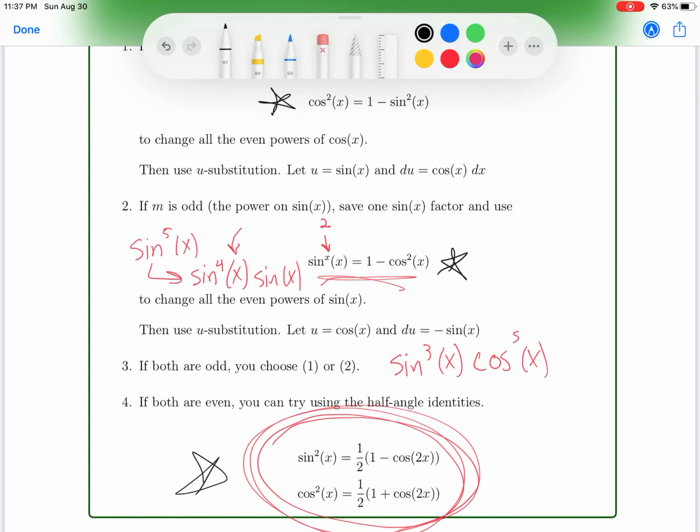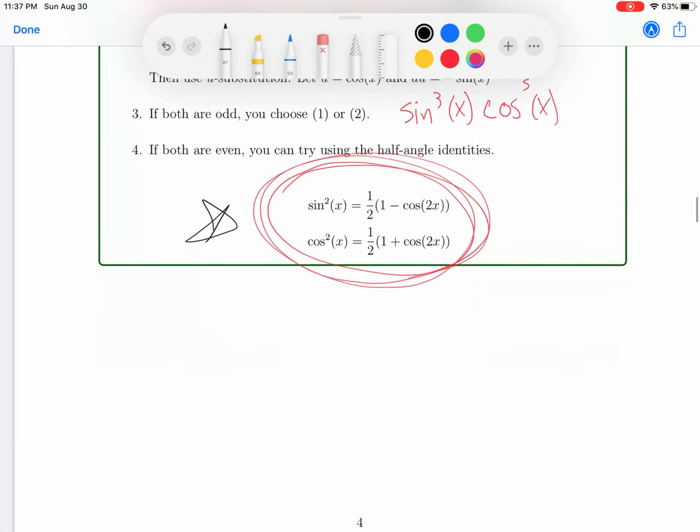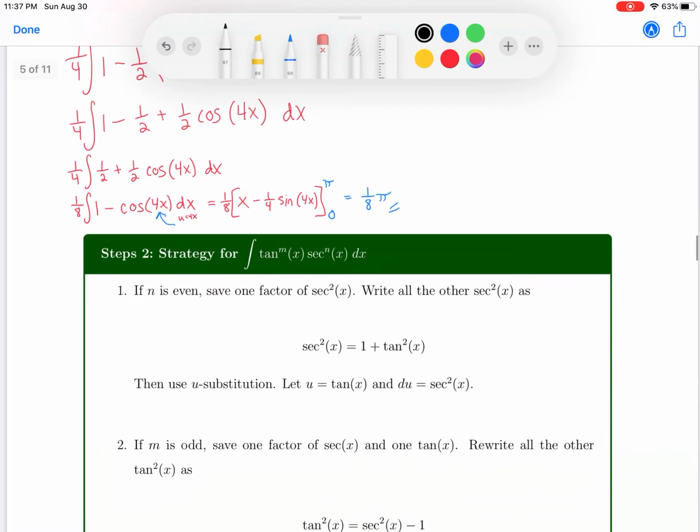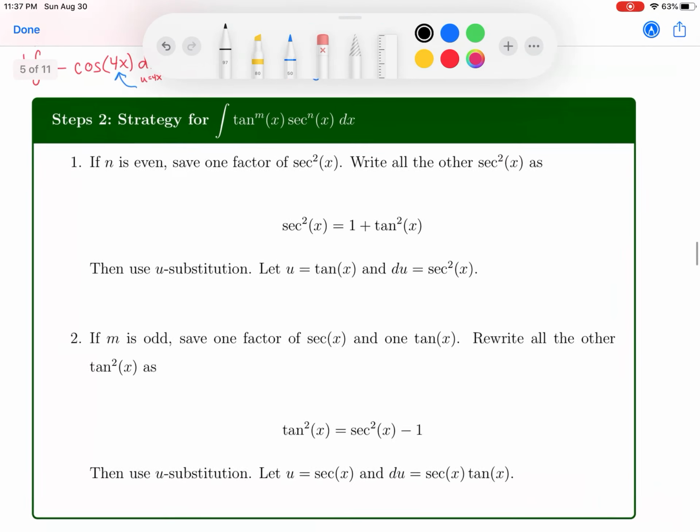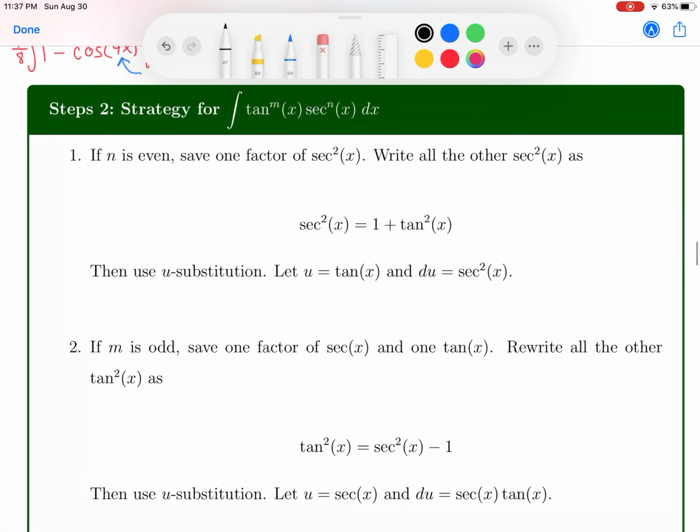This one here, there's a typo, that's supposed to be a 2, and then these two down here, which is what I've been using. So, all right, keep moving on. So that was example 2. Now we're going to talk about strategies of tangent and secant.